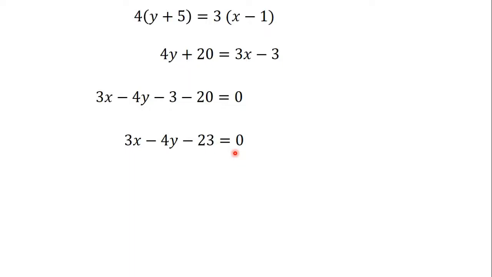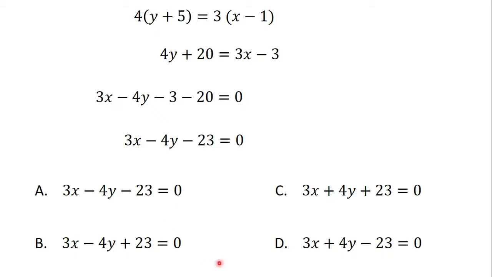This was an objective test, so we were given options A, B, C, D, as you can see here. If we compare our answer with these options, we can see that option A is the right answer. So option A, which is 3x - 4y - 23 = 0, is the equation of the straight line.